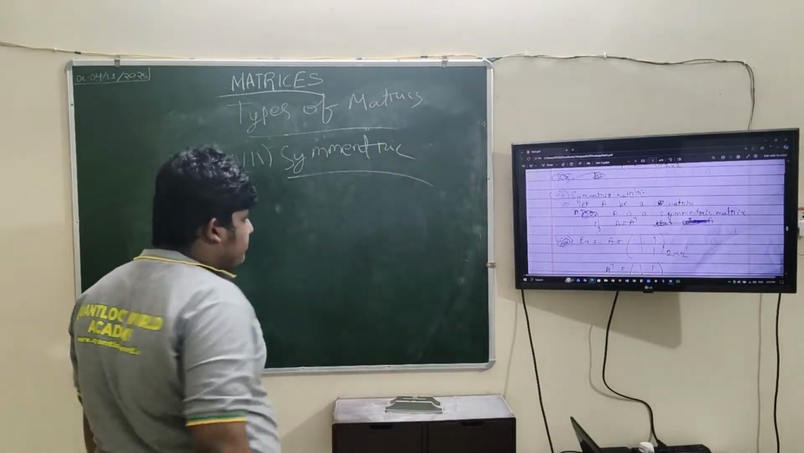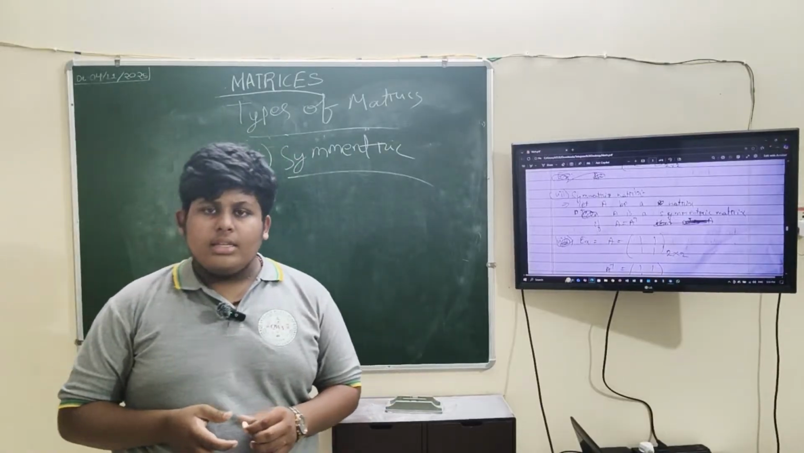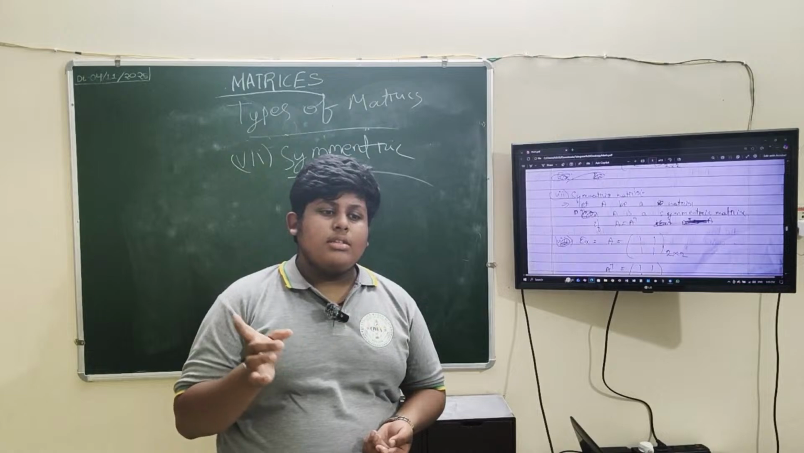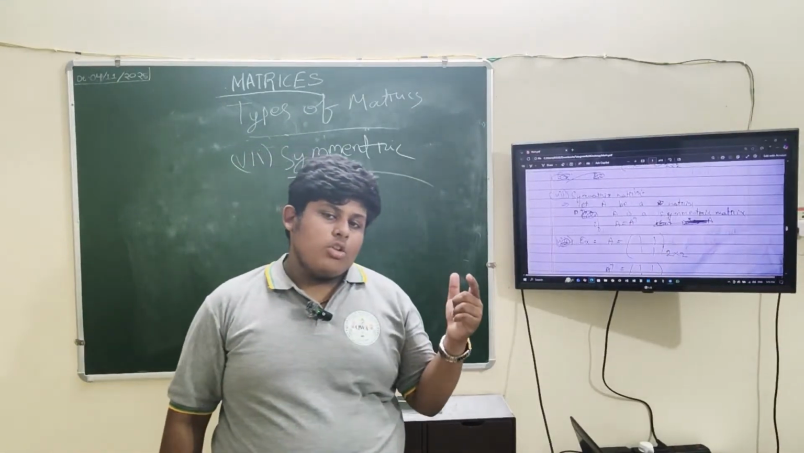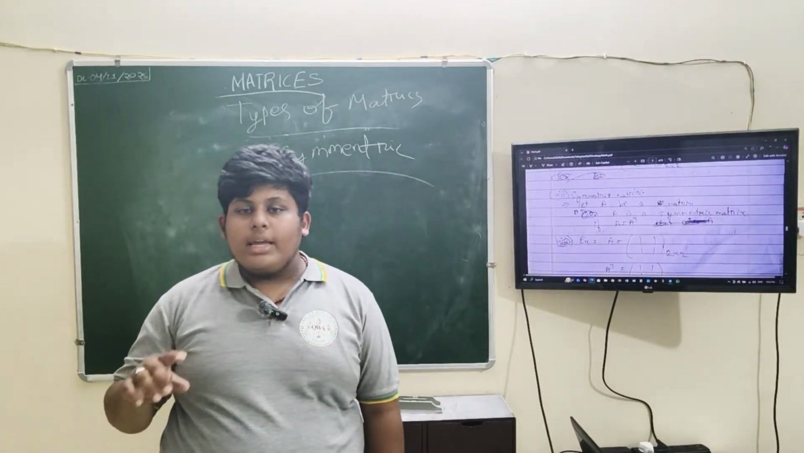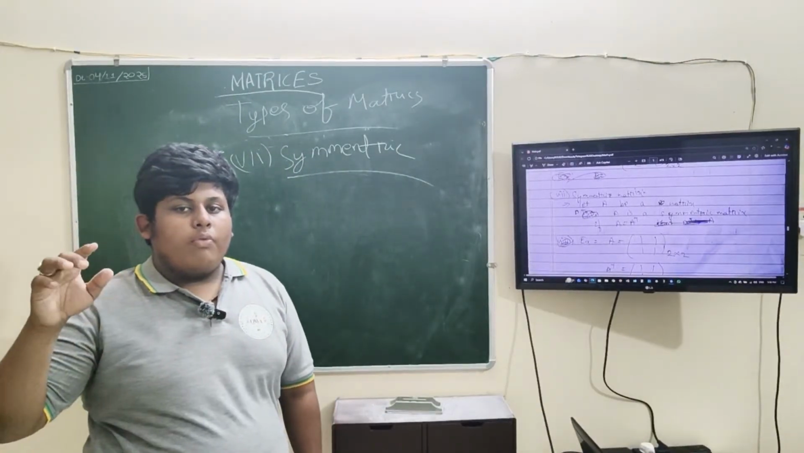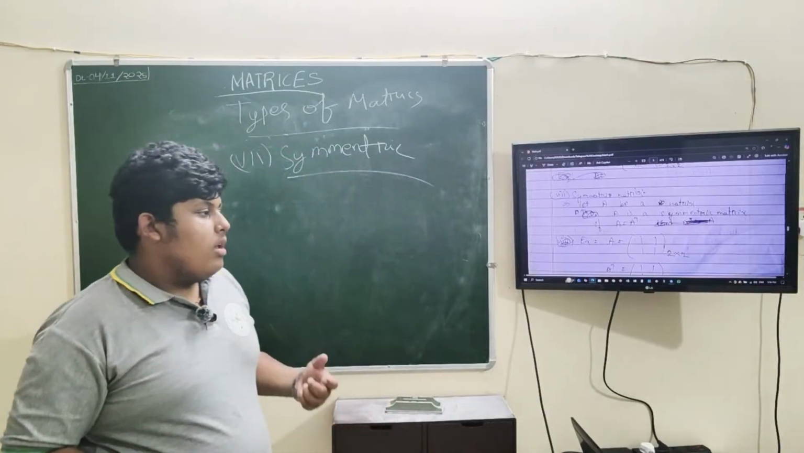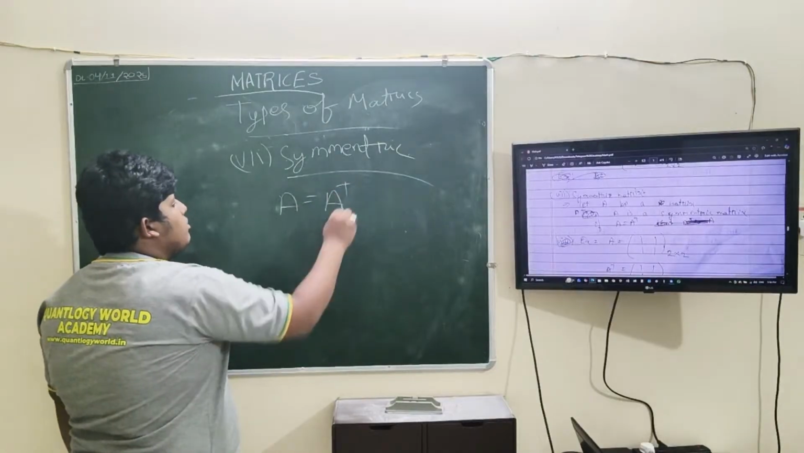Symmetric matrix. Let's say that there is a matrix A. Then we can say the matrix A is symmetric if the elements of matrix A are equal to the elements of the transpose of A. You can simply write that A equals A transpose.